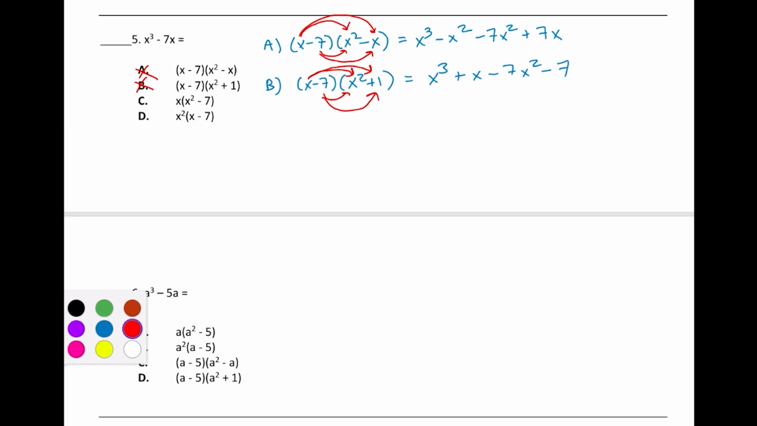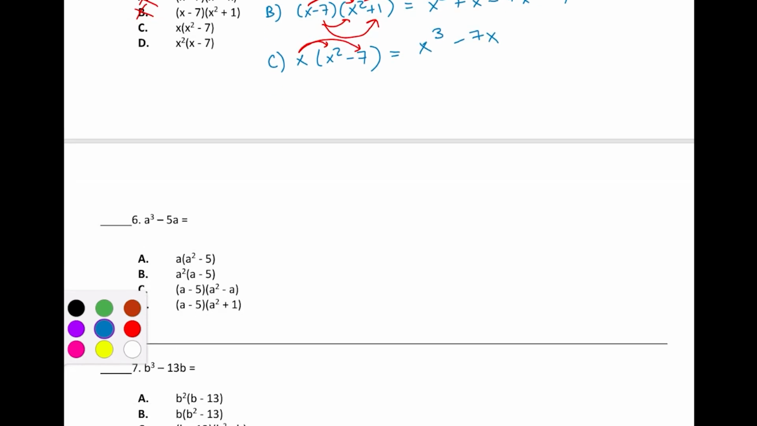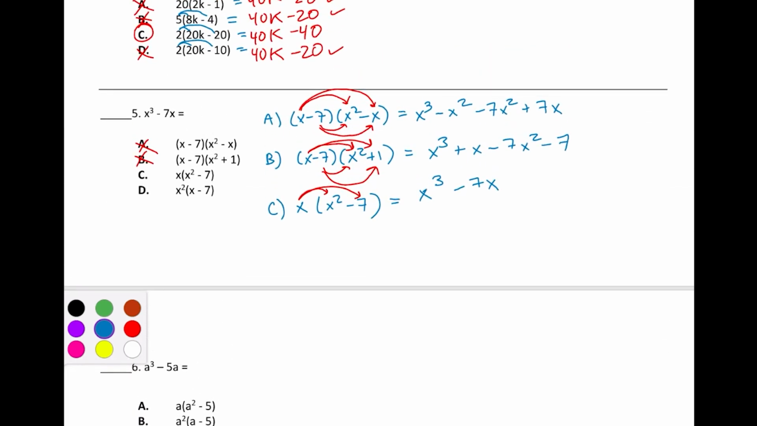C, which we already kind of said was the answer, let's go ahead and test it. X times x squared minus 7. I can distribute the x, and I don't have to do any more than that because it's just a monomial times a binomial rather than a binomial times another binomial. And here I get x cubed minus 7x. That is going to be our answer. It's going to be C, but let's just make sure that we're doing this right.